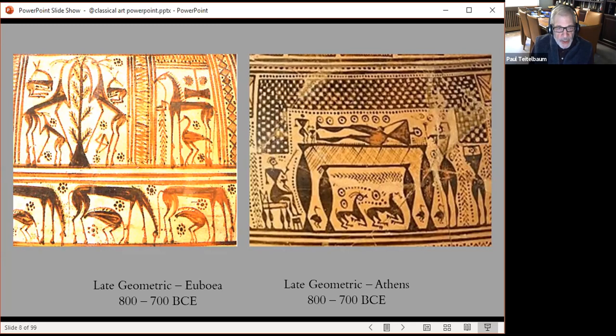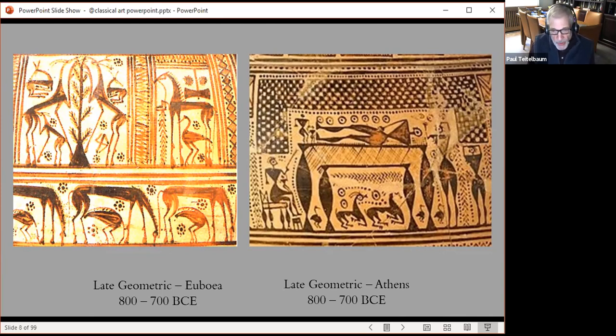The scene that we're looking at here is called the prothesis. The prothesis is the laying out of the body, and you see mourners on either side. The prothesis would be followed by something called the ekphora, which is the procession to the grave, which is also depicted on the vase.